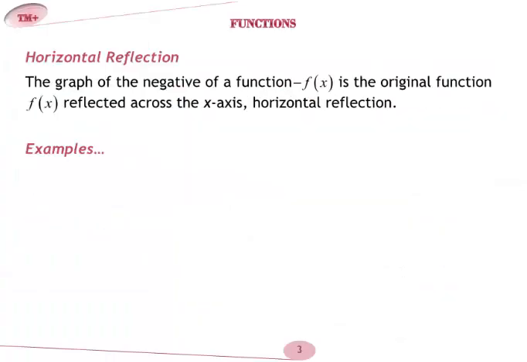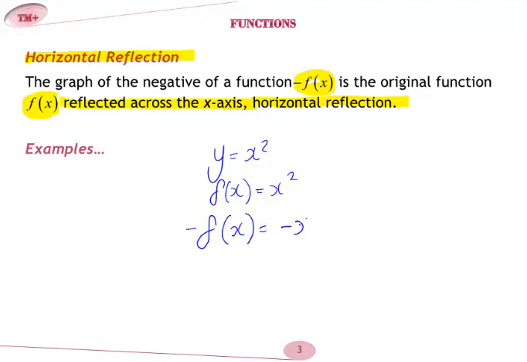Now let's look at a horizontal reflection. The graph of a negative function, negative f of x, is the original function f of x reflected across the x-axis. So what I mean by that, if I had y equals x squared, or f of x equals x squared, then to do the reflection it'd just be negative f of x, or negative x squared. Okay? If I had f of x equals x to the 4, then negative f of x would just be negative x to the 4.